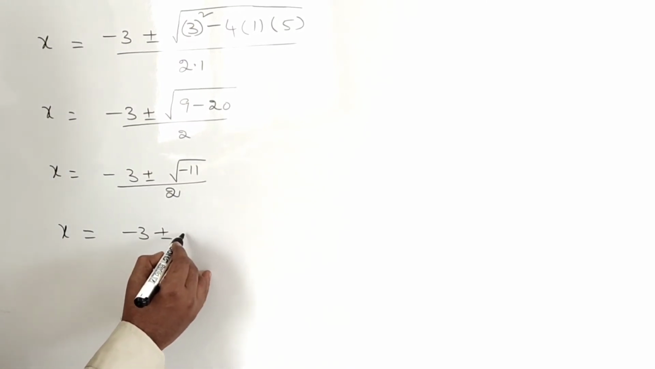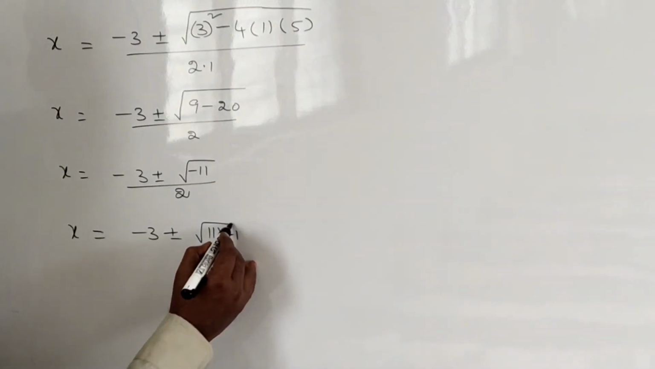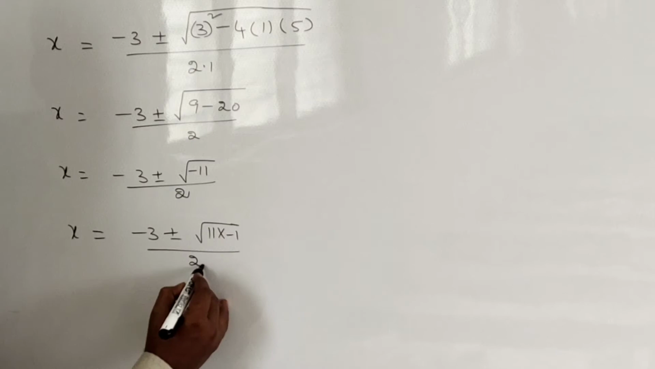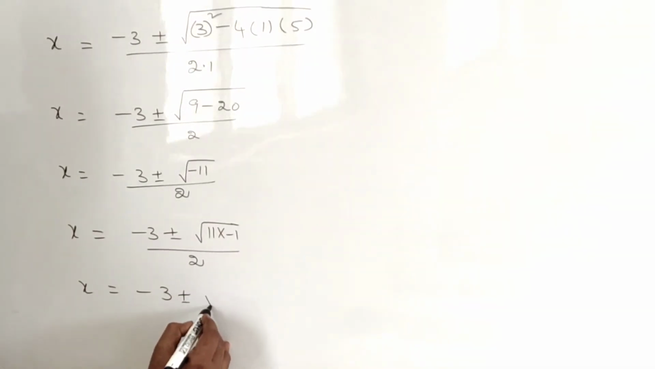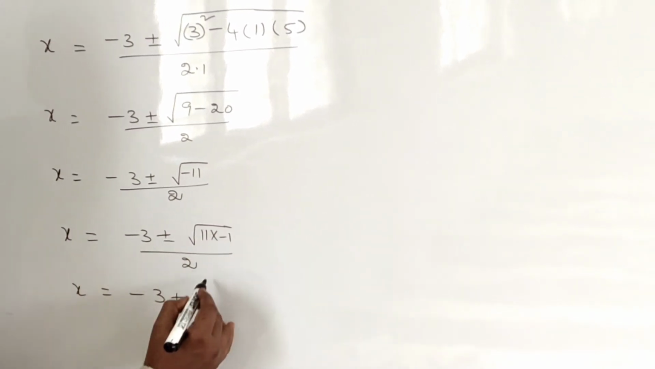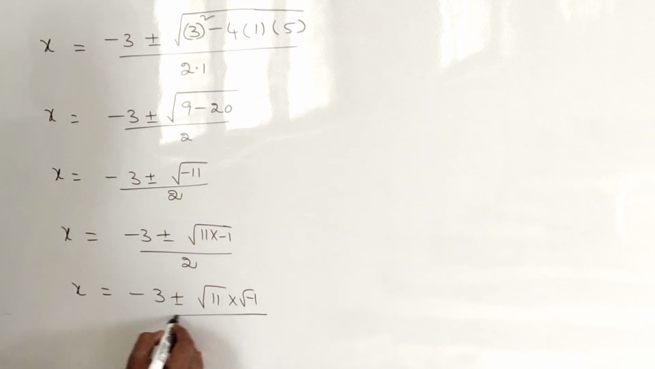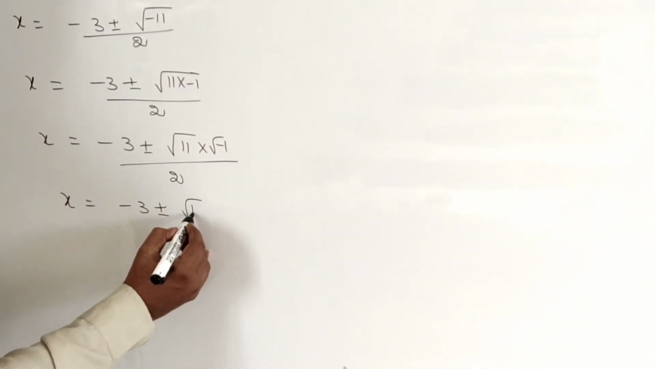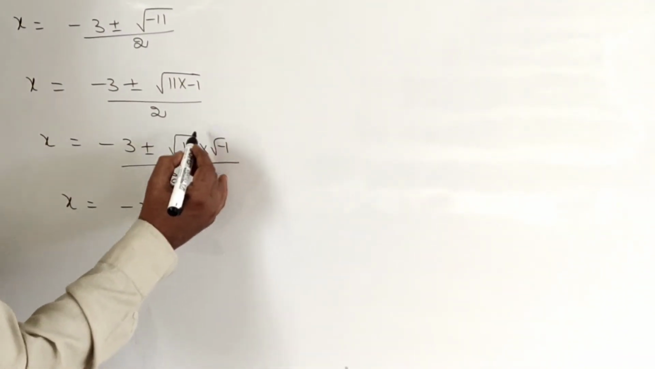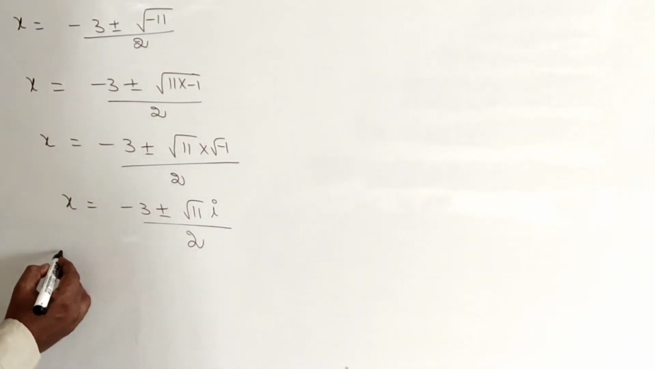Minus 3 plus or minus root of minus 11 we can split into 11 into minus 1 upon 2. So x is equal to minus 3 plus or minus, this is root of a into b, we can split root a into root b, upon 2. So x is equal to minus 3 plus or minus root 11, you know the known value root of minus 1 is i, upon 2. So solution set.